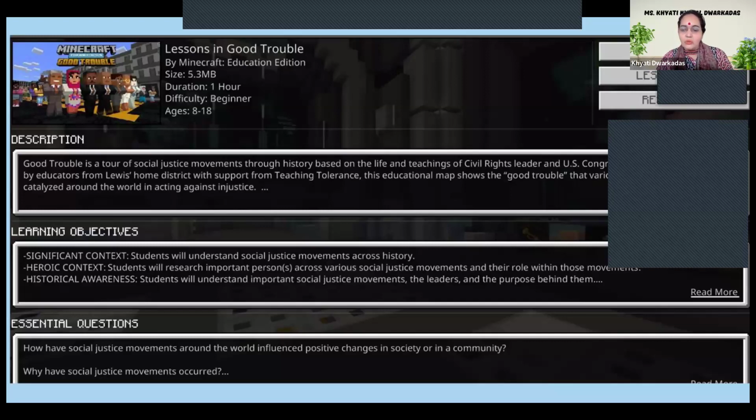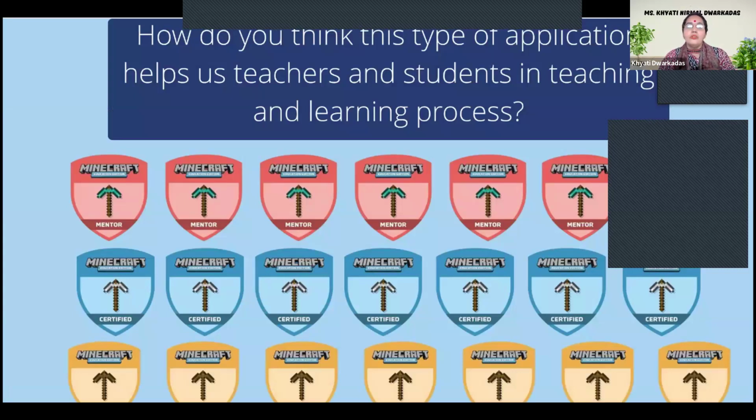And if you see the age group, it's a very wide age group, people across all students in particular, across all age groups, until class 12 can play it easily. So how do you think this type of application helps teachers and students in the learning process? If you see, Minecraft has these games and they have these badges. You have a beginner, you are certified, you are a mentor. 3 levels of badges.